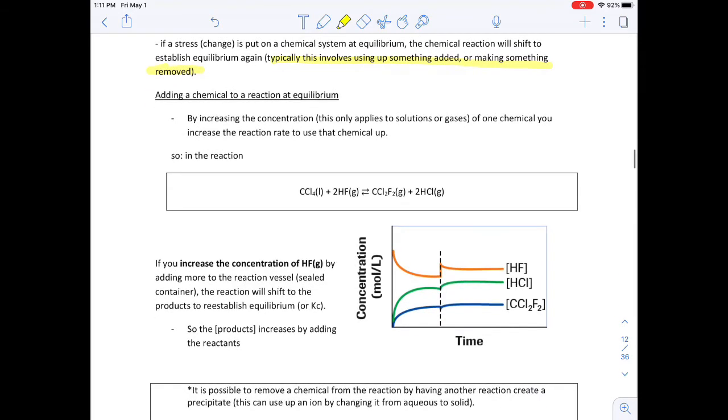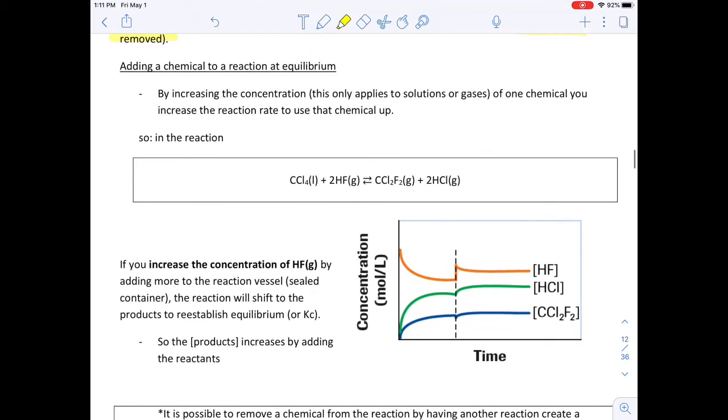So the first situation or stress that we're going to look at is adding a chemical to a system at equilibrium. By increasing the concentration of a chemical, and of course this still only applies to solutions or gases, things that have moles per liter, you increase the reaction rate that's going to use that chemical up.